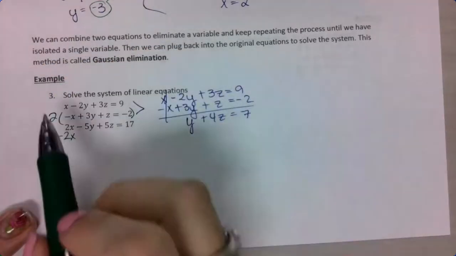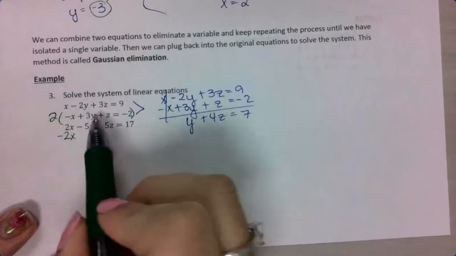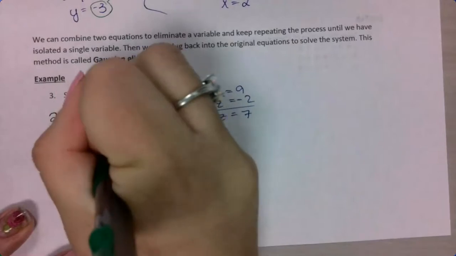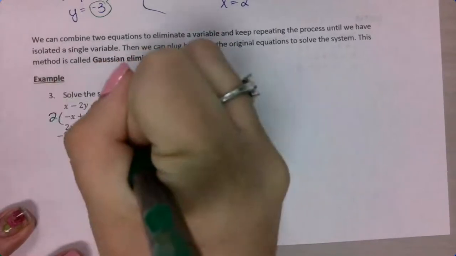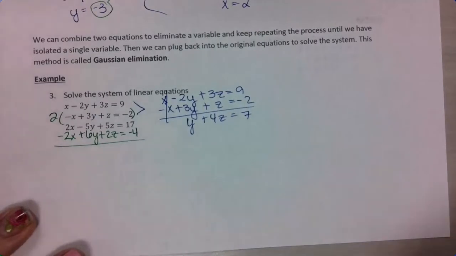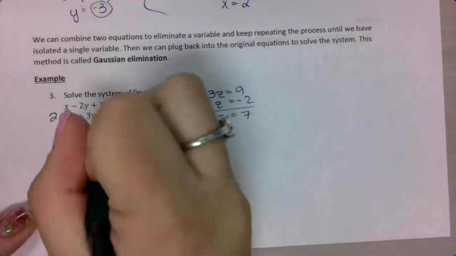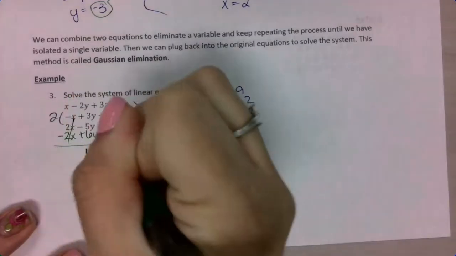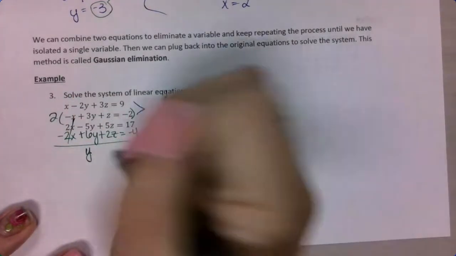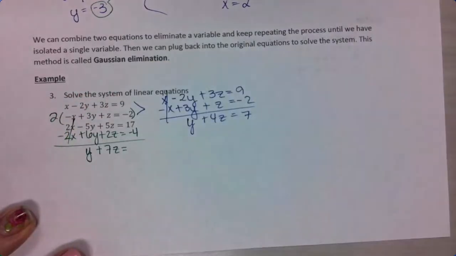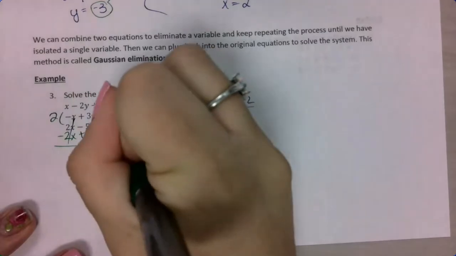So if I distribute that 2, that gives me negative 2x. 2 times 3y gives me 6y. 2 times z gives me 2z. And 2 times negative 2 gives me negative 4. If I add straight down, the x's cancel out. Negative 5y plus 6y gives me y. 5z plus 2z gives me 7z. And 17 minus 4 gives me 13.